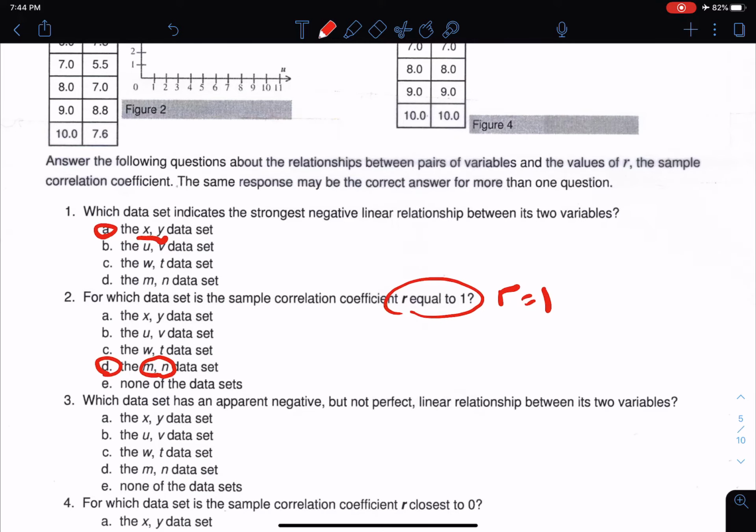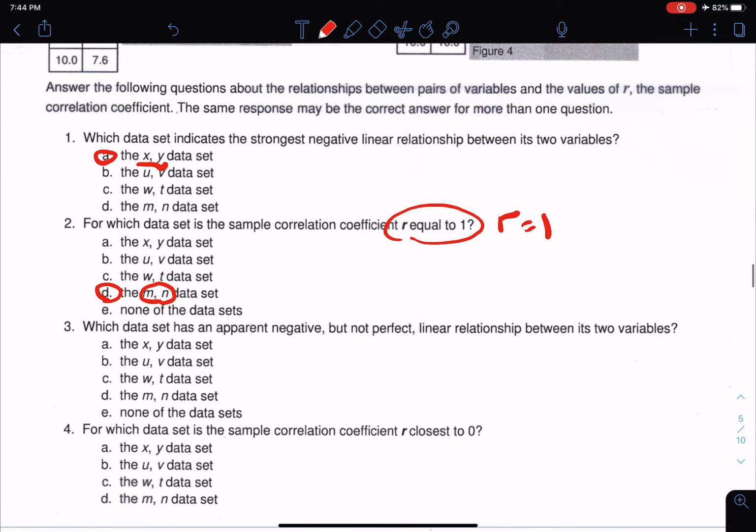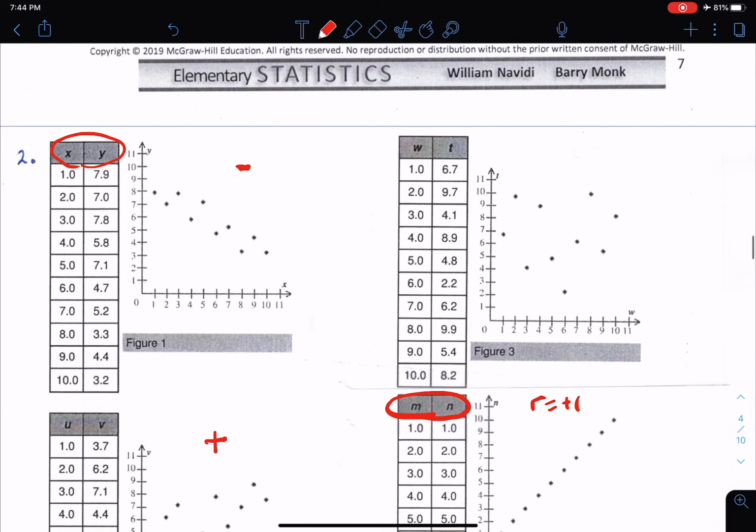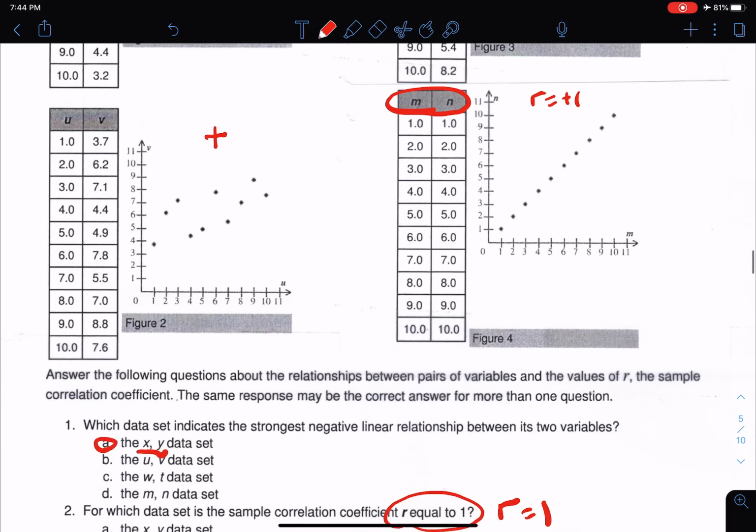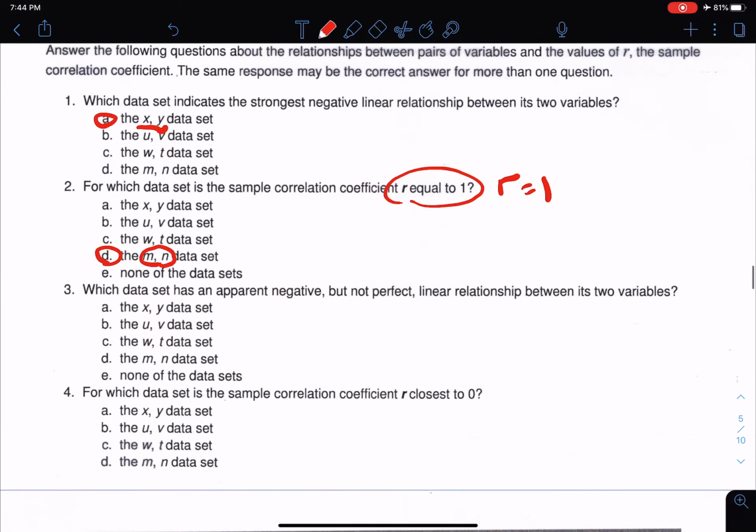Okay, next one says, which data set has an apparent negative but not perfect linear relationship between its two variables? Once again, there's only one that's negative, and it's definitely not perfect. So once again, x and y gets another one. So this is x and y. So far we have A, and we have D, and we have A.